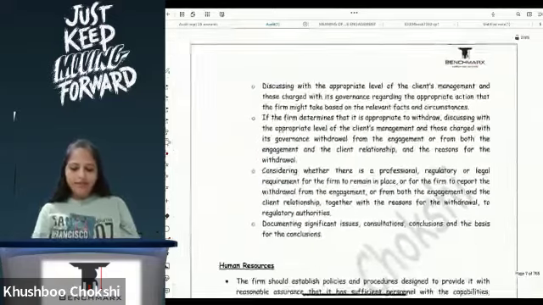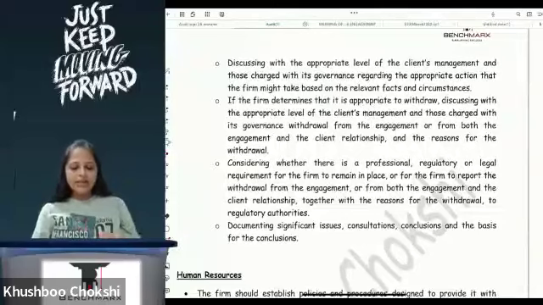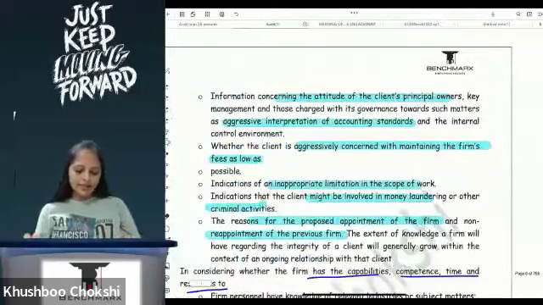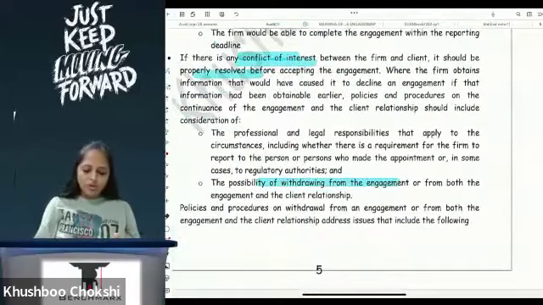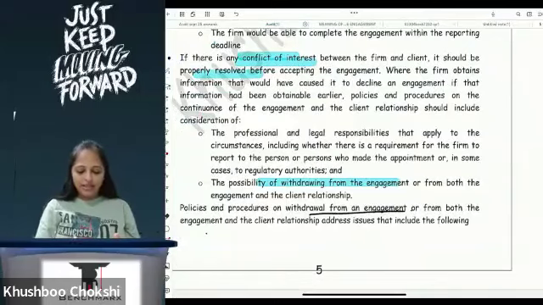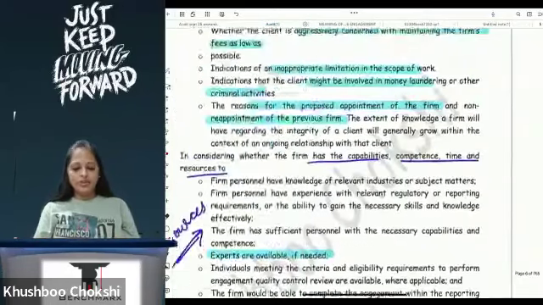Yes, when you are withdrawing from the engagement, this is the last part before we end. Then you have to discuss the following things. So what is it saying? Read here. It says that policies and procedures on withdrawal from an engagement, or from both the engagement and client relationship, address issues that include the following. So what are the issues?